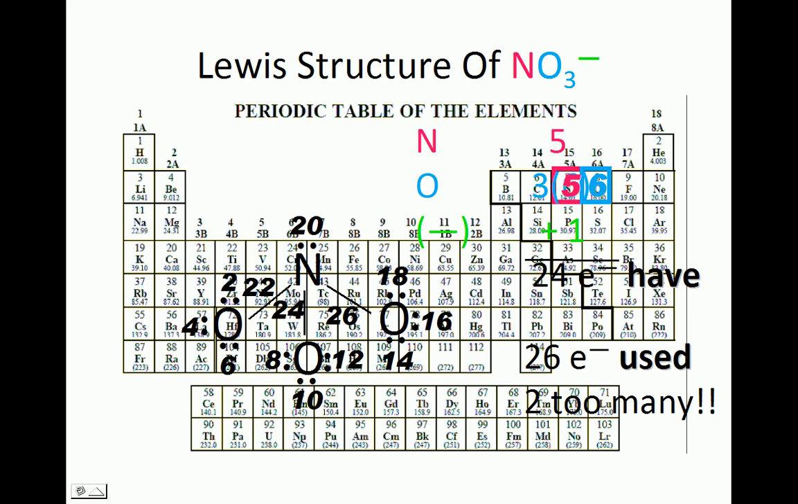To conserve electrons, we will make one double bond for every 2 electrons we are short. Therefore, we will make one double bond from nitrogen to any oxygen and erase a lone pair from each atom in the double bond. Now we will recount the electrons in the modified structure and see the number of electrons used equals the number of electrons we have.